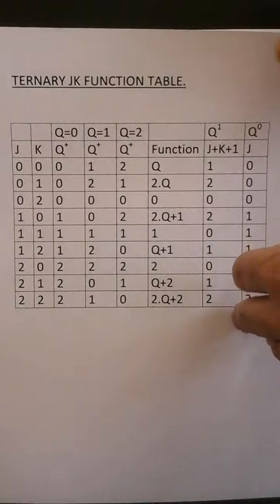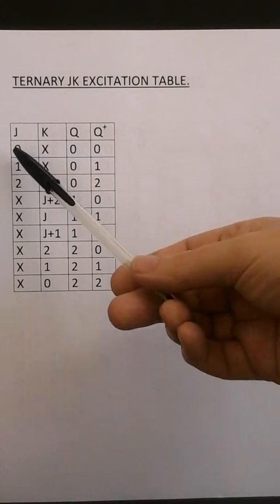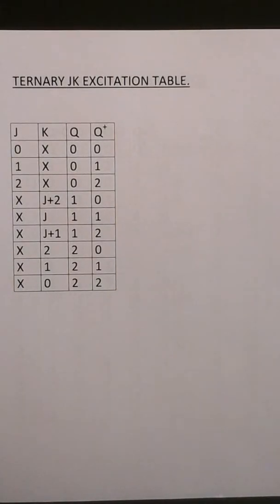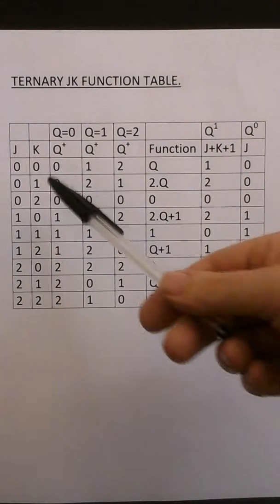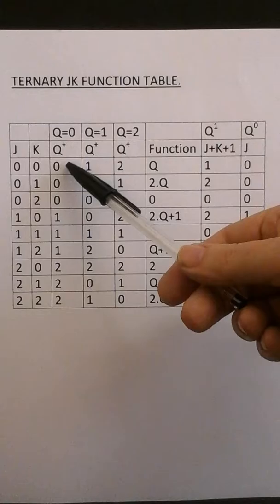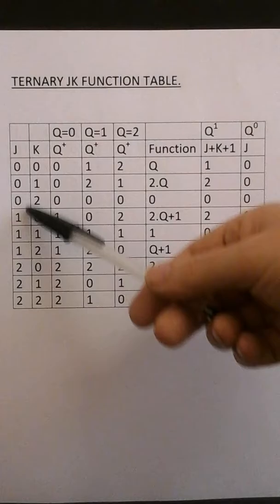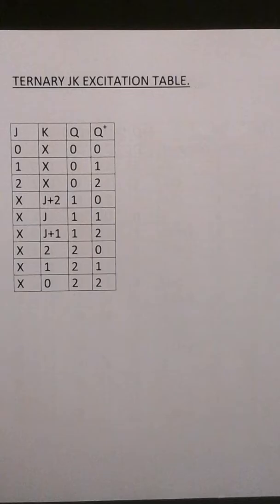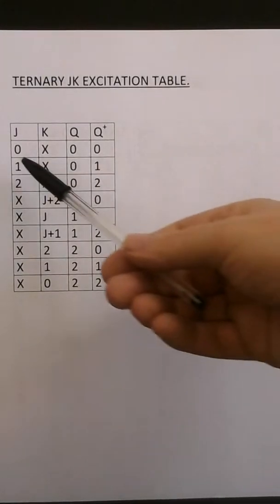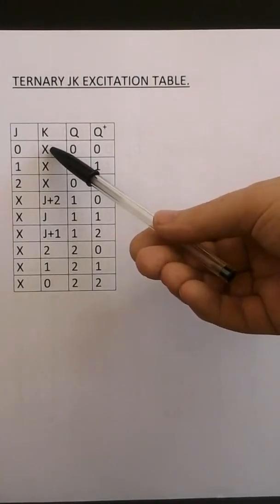Right, I'm going to move on to the JK excitation table. I'm going to explain how a 0 to a 0 works for j and k. Basically, when q is a 0, then q plus is a 0, j is a 0, and k can assume any value, 0, 1 or 2. So when q is a 0 and q plus is a 0, j is a 0, and k can assume any value, 0, 1 or 2. So I've marked that with an X.